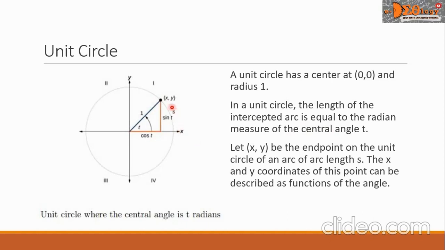Considering now this arc S, let (x, y), this is the ordered pair, be the endpoint on the unit circle of an arc of arc length S. So from here to here, this is the arc S. The x and y coordinates of this point can be described as functions of the angle. The functions of the angle will be described in the succeeding slides.